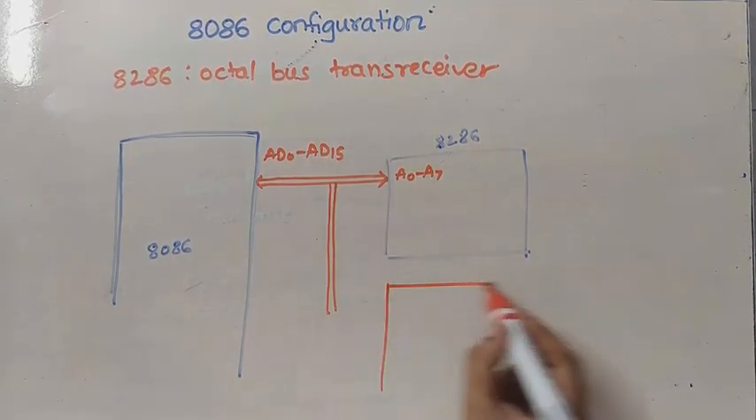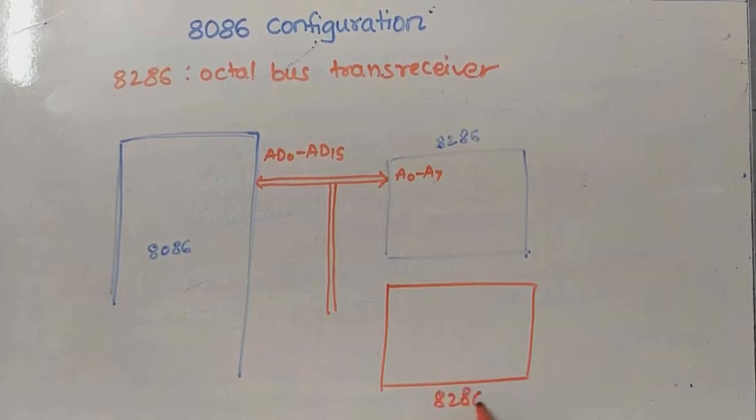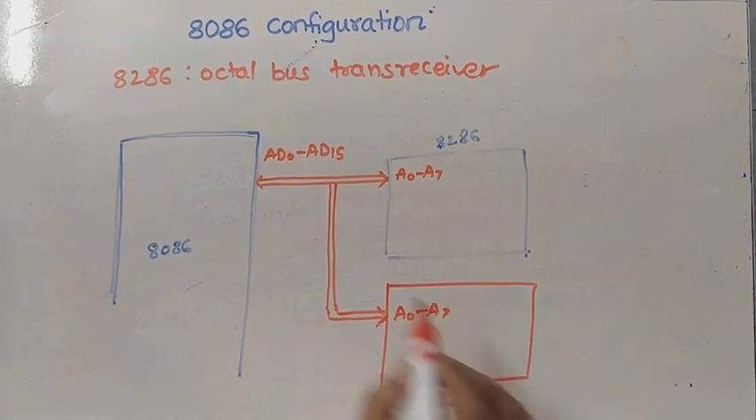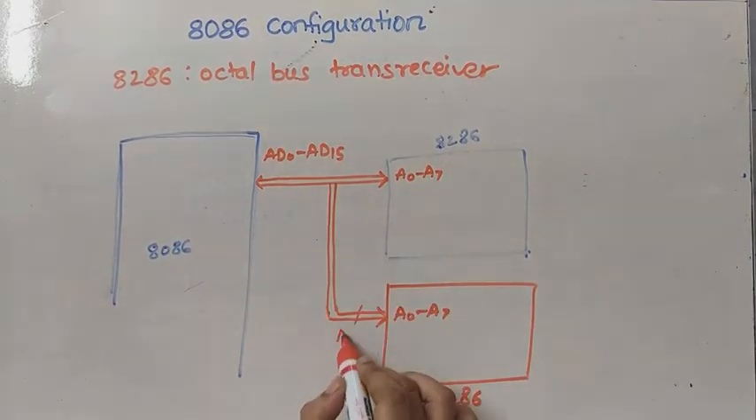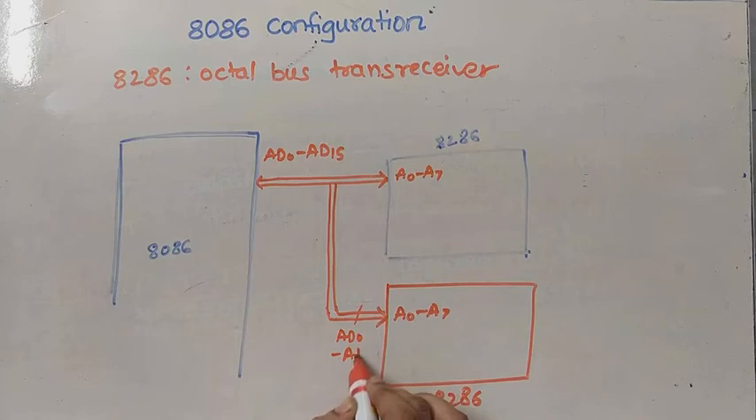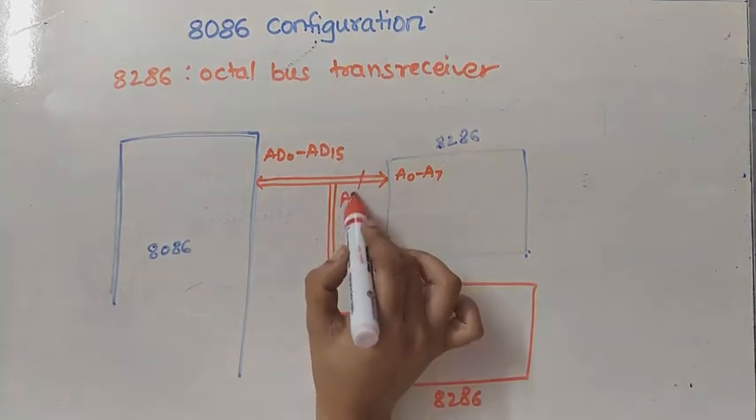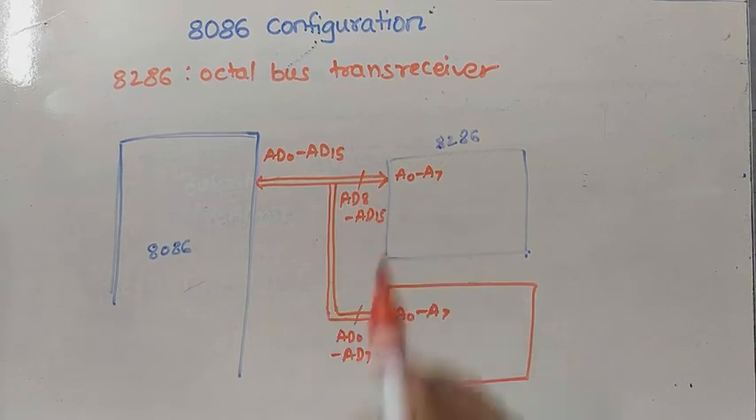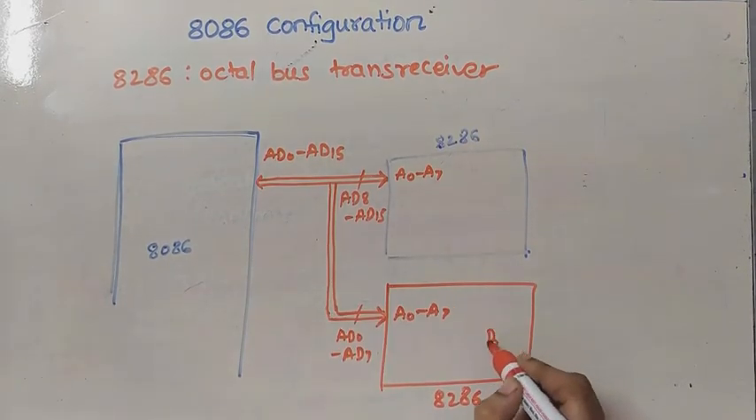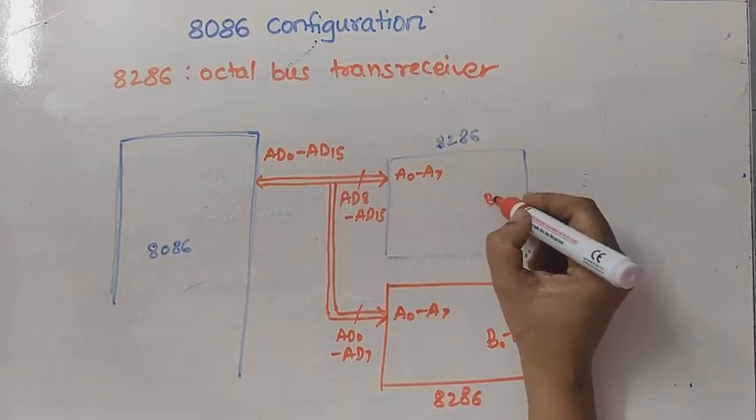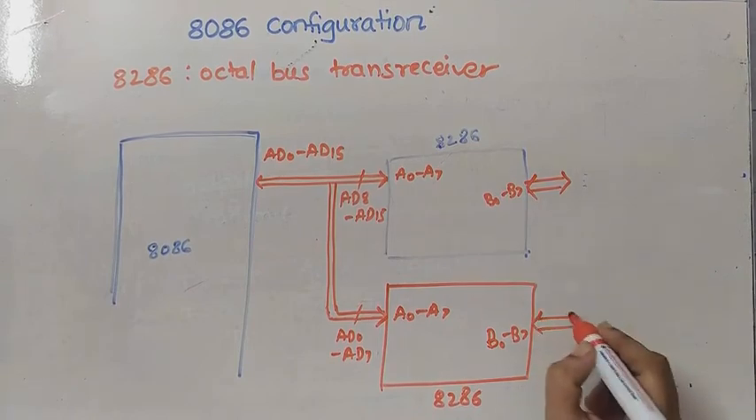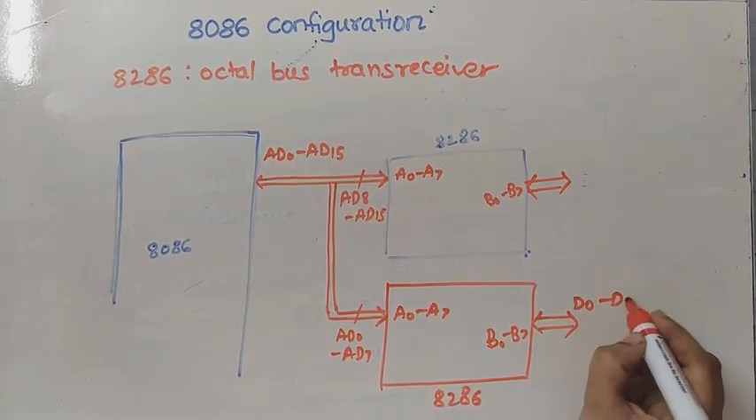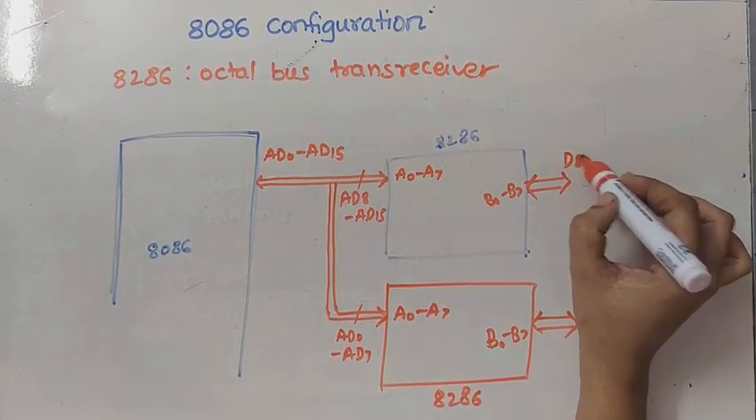One more 8286 is required, and to that 8286, again A0 to A7, the next pins are connected. Means here AD0 to AD7 are connected, and here AD8 to AD15 are connected, and the B0 to B7 pins will get the output in terms of data. So it is D0 to D7 and D8 to D15.